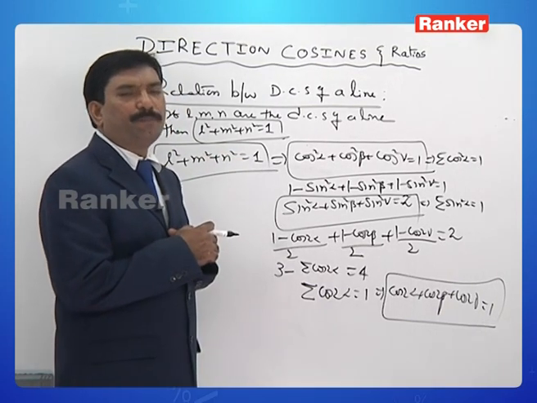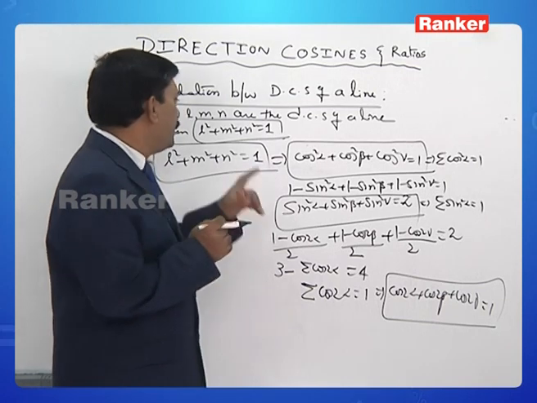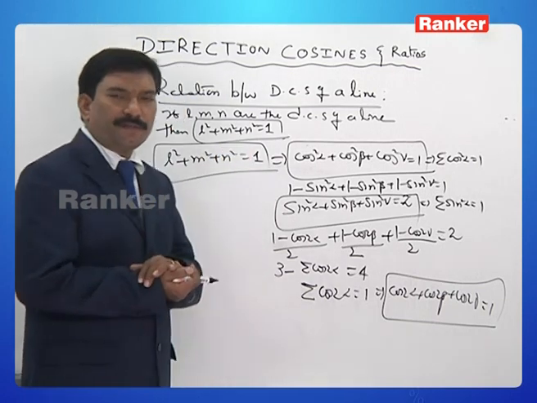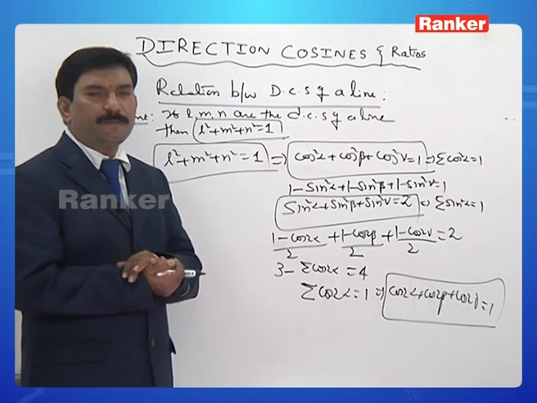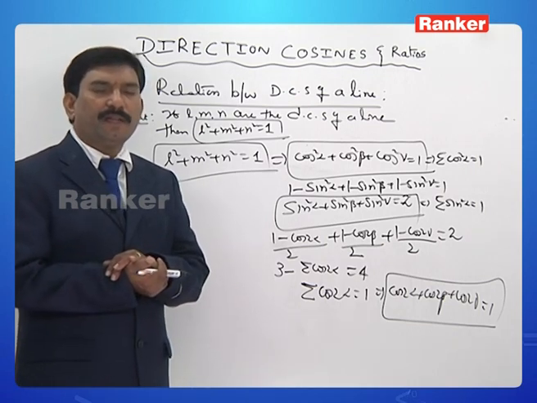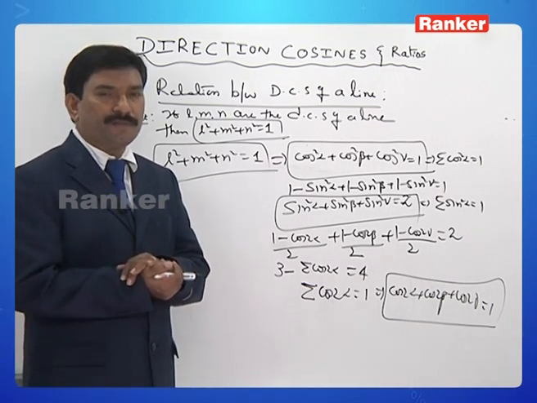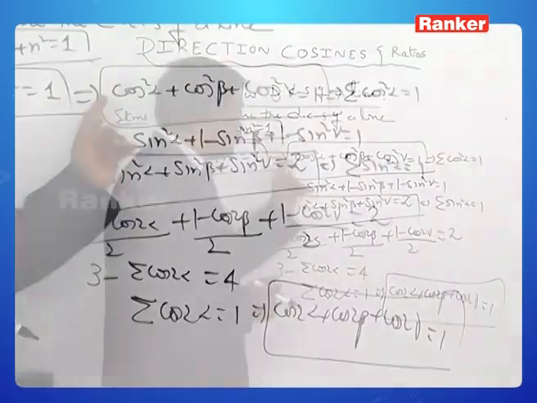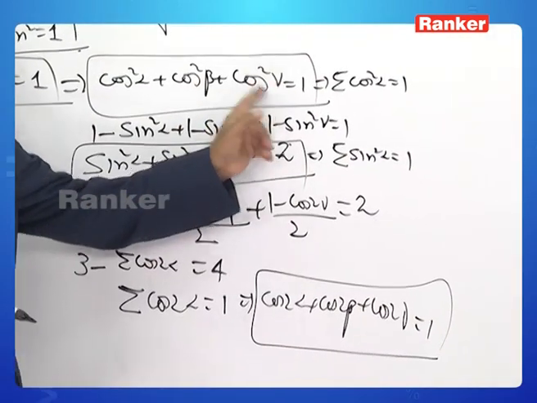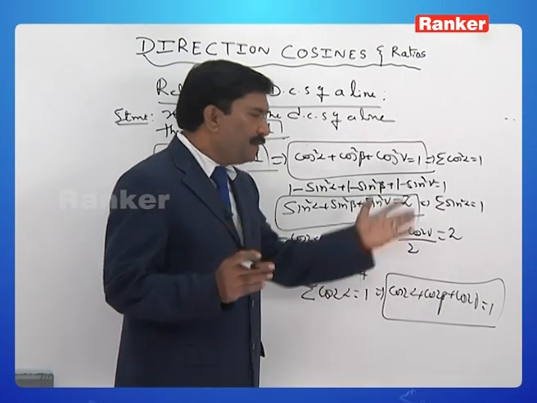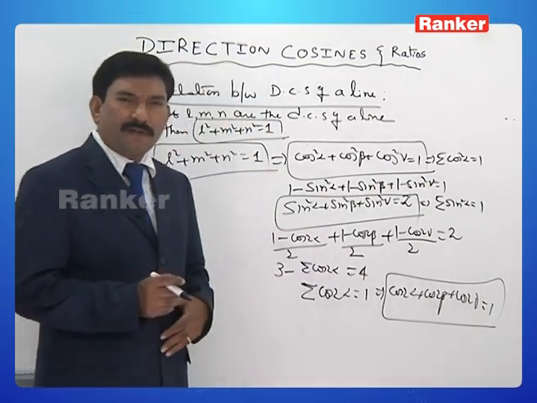One among them, an important one, a vital one, is l square plus m square plus n square is equal to 1. This is a vital result. It plays a key role in defining some more relations. So therefore, now cos square alpha plus cos square beta plus cos square gamma is equal to 1. Therefore, sigma cos square alpha is equal to 1.